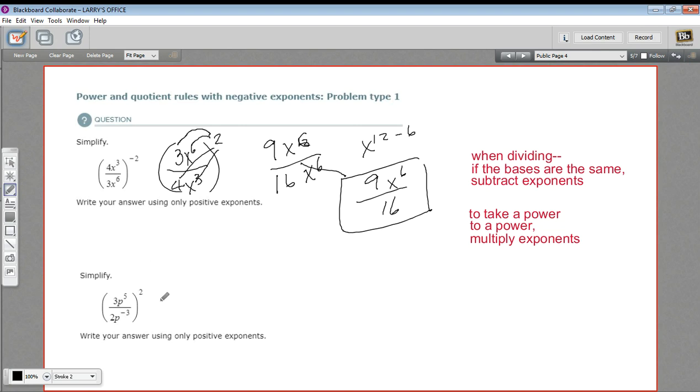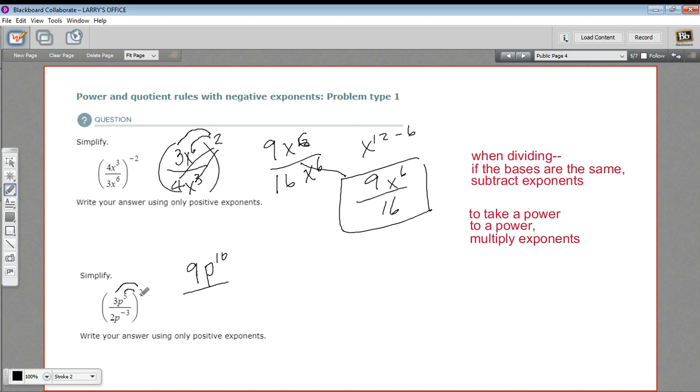All right, let's try this next one. We have a positive power out here, so I don't need to worry about flipping the fraction. And I think I'll just go ahead and start applying the second power. So let's apply the second power to the 3. 3 squared is 9. Apply the second power to the p to the 5th. That would be p to the 5 times 2, or p to the 10.